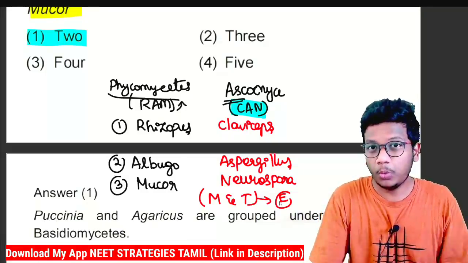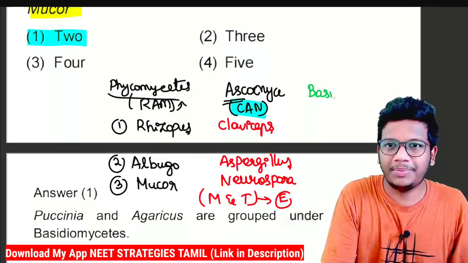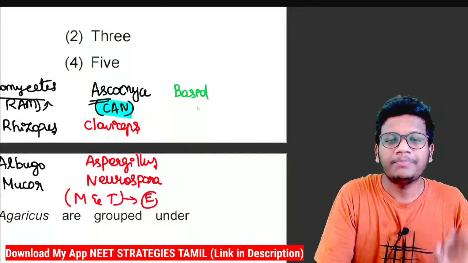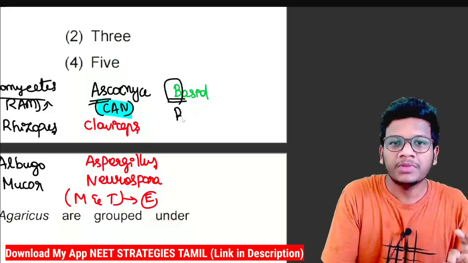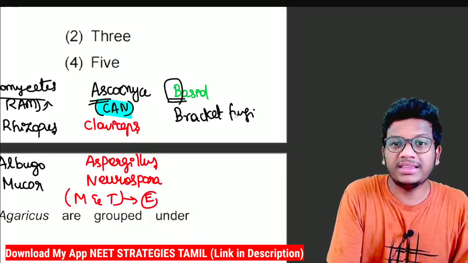Then now we are moving ahead to the next class, that is our Basidiomycetes. This is what they have asked in our question now, right? So let's see what is there in Basidiomycetes. First of all, the first letter of Basidiomycetes is B. So write bracket fungi. Okay, bracket fungi is the first one in the Basidiomycetes.